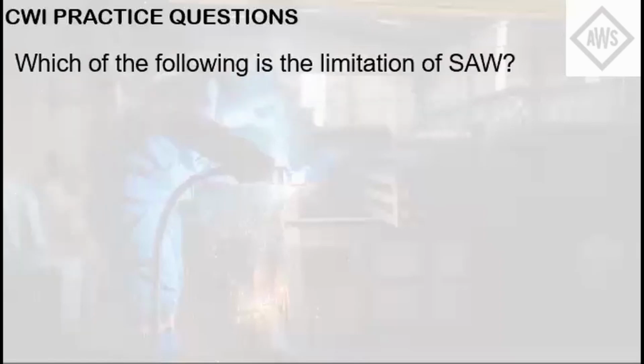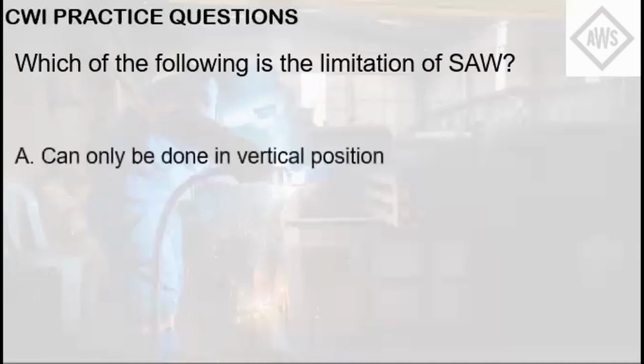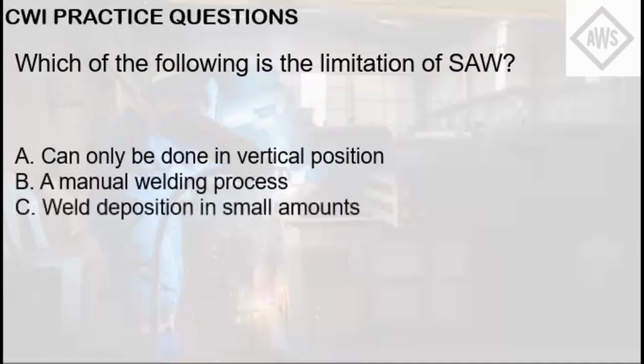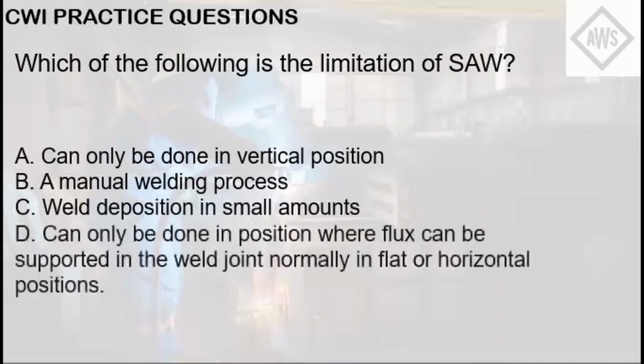Next question: which of the following is the limitation of SAW? Letter A, can only be done in vertical position. Letter B, a manual welding process. Letter C, weld deposition in small amounts. Letter D, can only be done in position where flux can be supported in the weld joint, normally in flat or horizontal positions. So here, one limitation of SAW is that it cannot, I repeat, it cannot be done in vertical position.